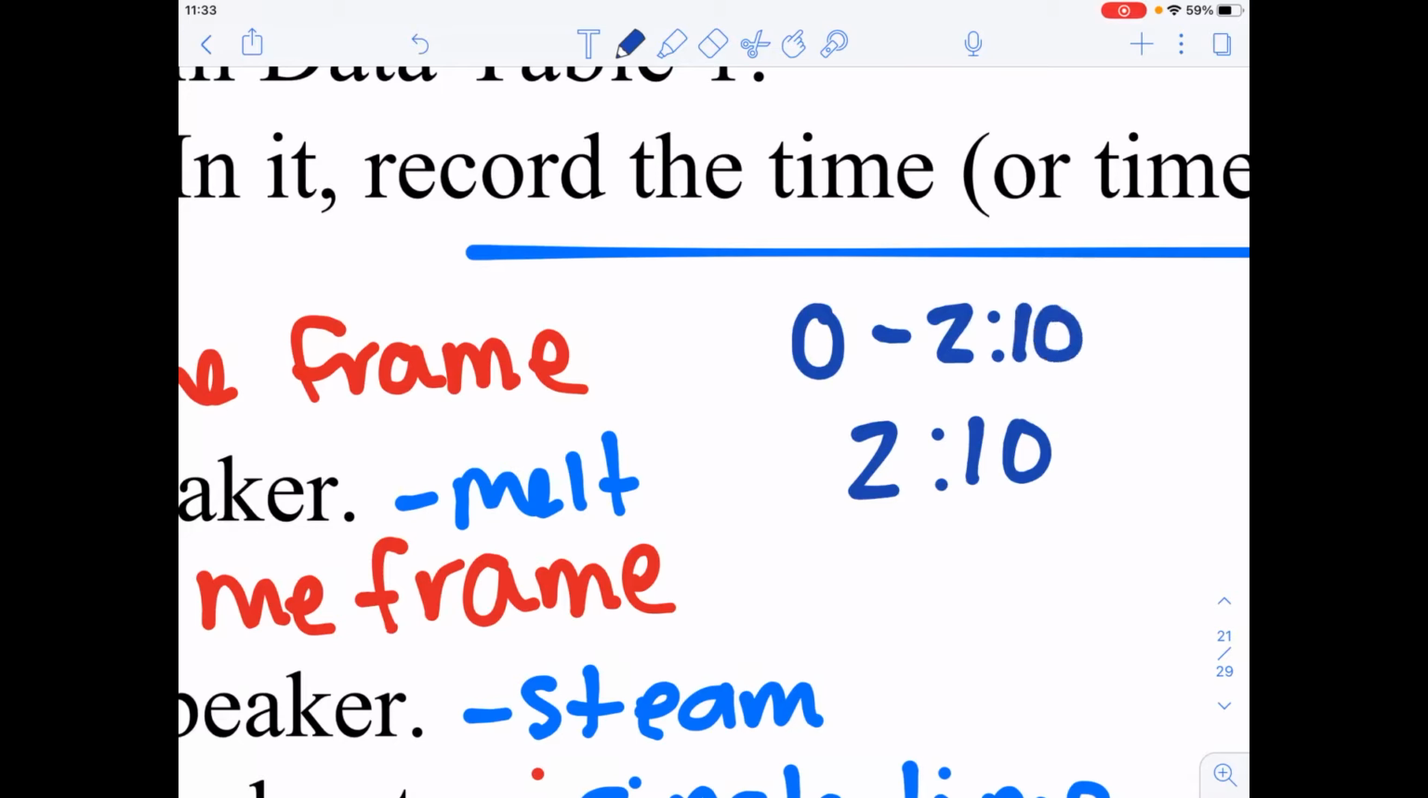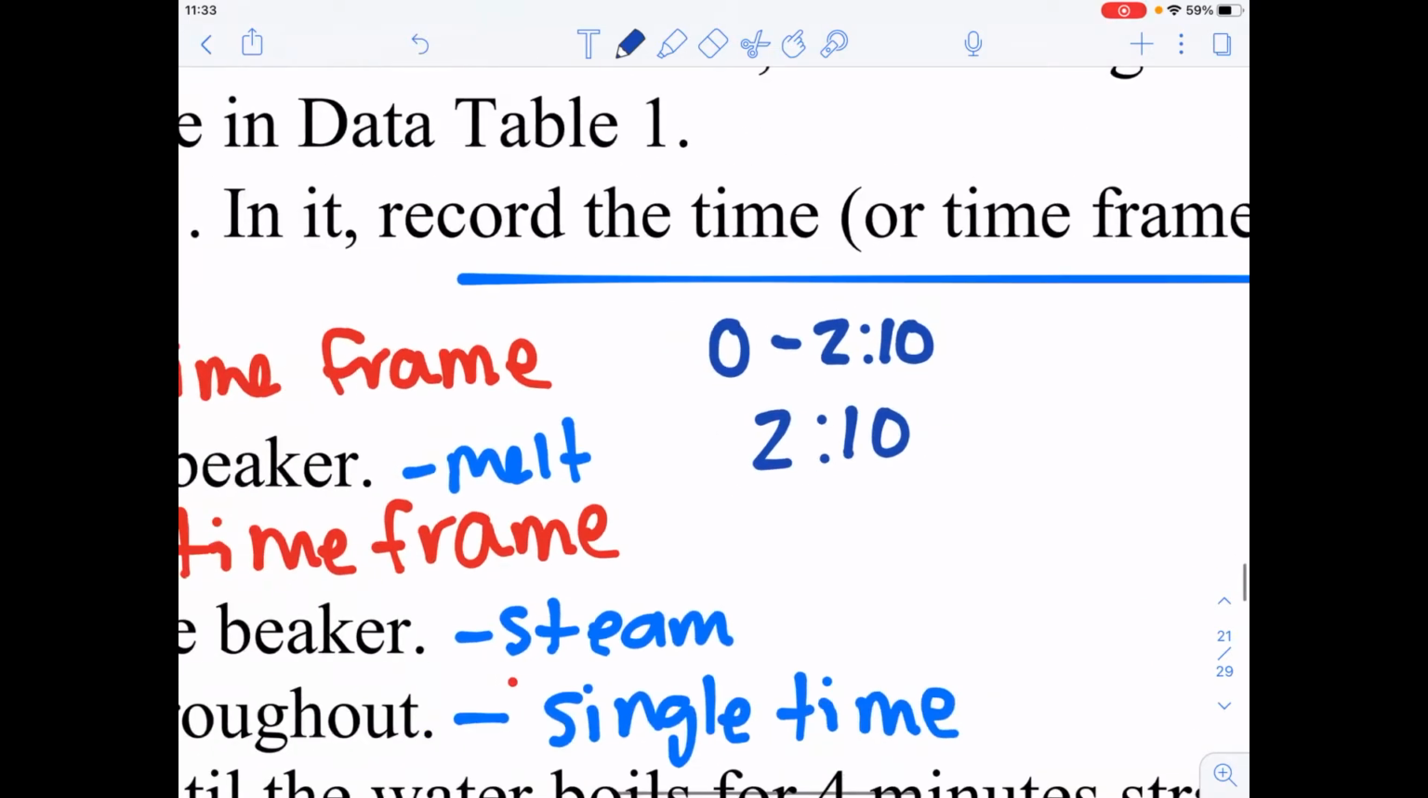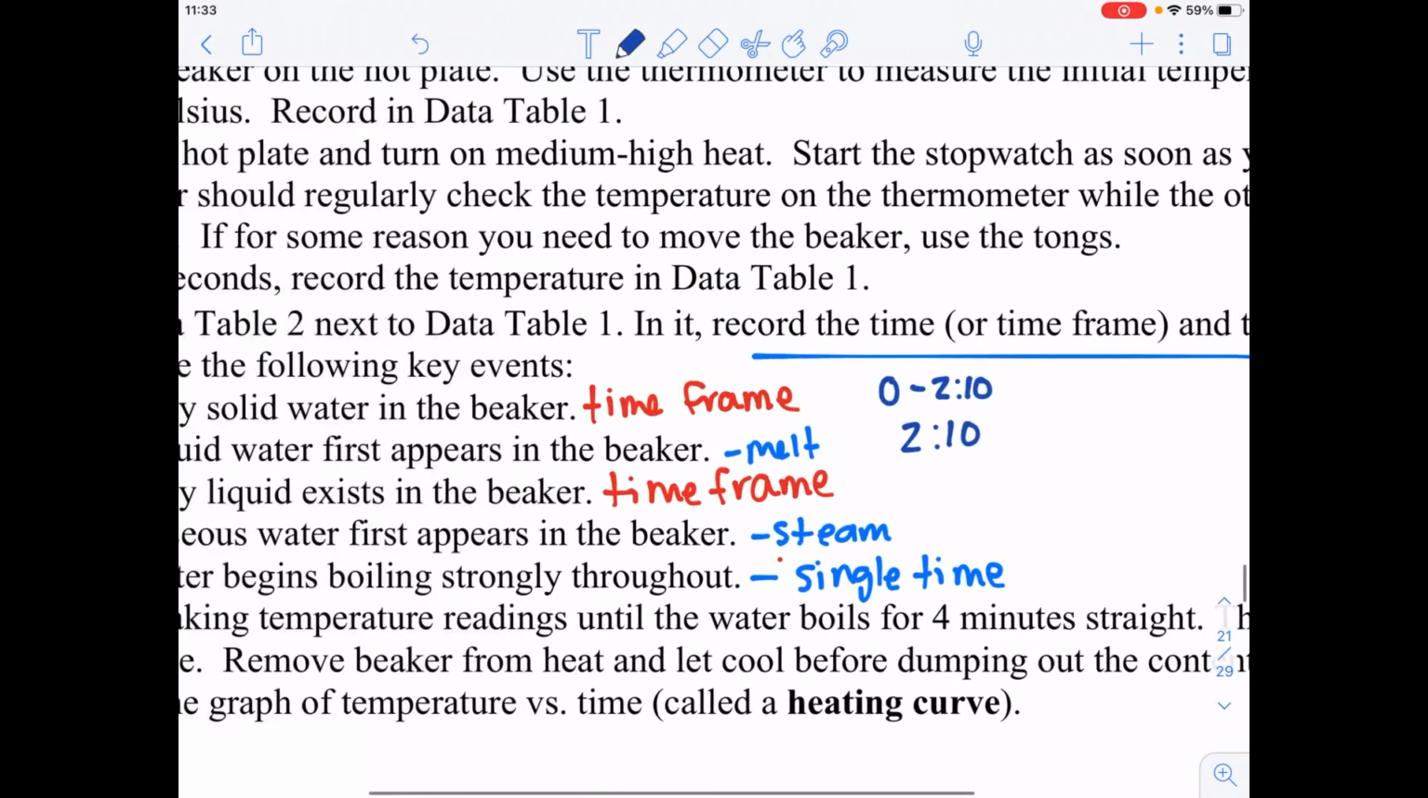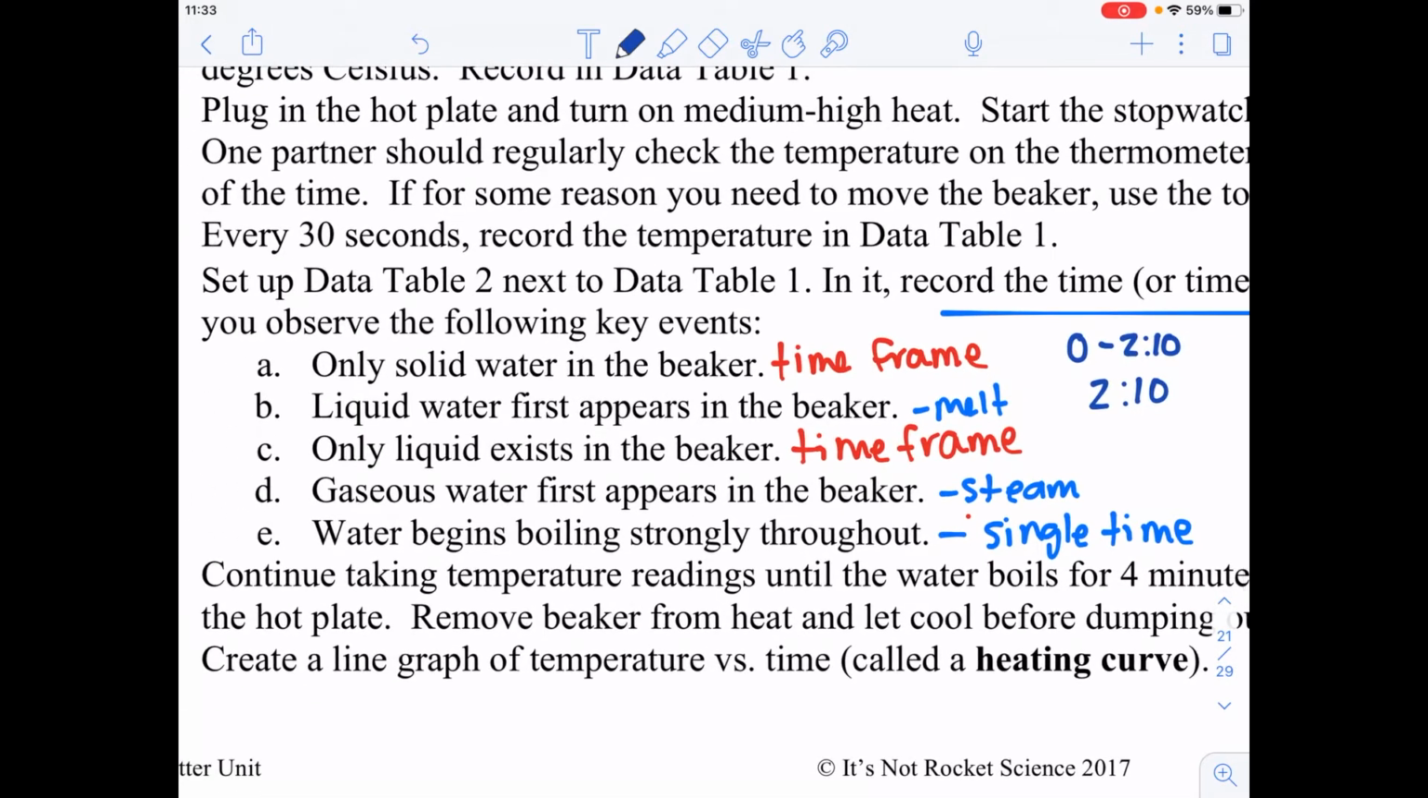And then the letter B here, liquid water first appearing in the beaker, that is just a one-time time, all right? So I don't need a frame for that one, okay? I only need time frames probably for A and C.